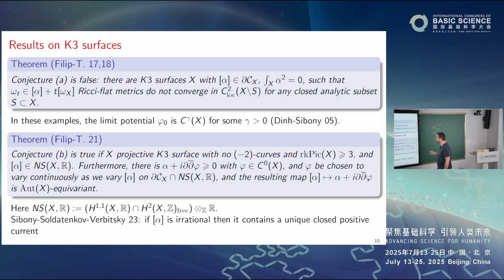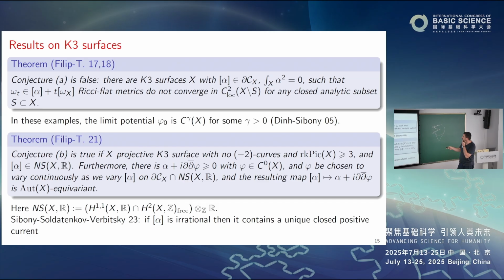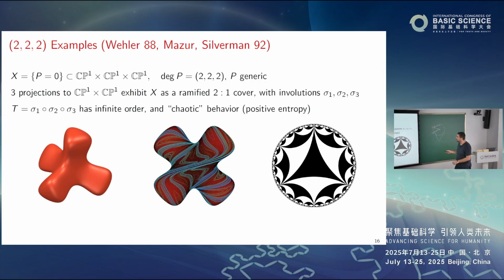So how are these results proved? This is the first one: there are K3s where you don't have smooth convergence. These K3s are very, very explicit. They were considered by Joachim Wehler implicitly, and very explicitly by Barry Mazur and Joe Silverman in the 90s in the context of algebraic dynamics. You take P1 cross P1 cross P1 and take the zero locus of one multi-homogeneous polynomial of degree 2, 2, 2 in each factor, and take it sufficiently generic. You have to avoid some special polynomials. Then you have X, which is easily seen, like an exercise in algebraic geometry.